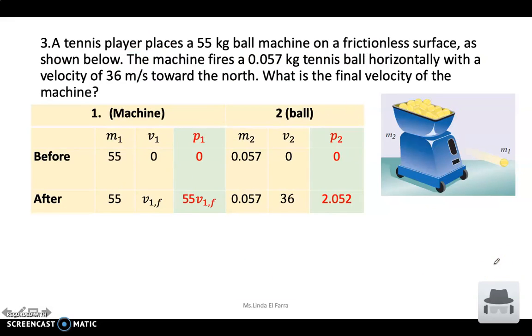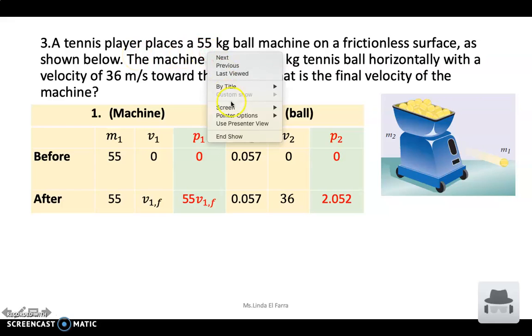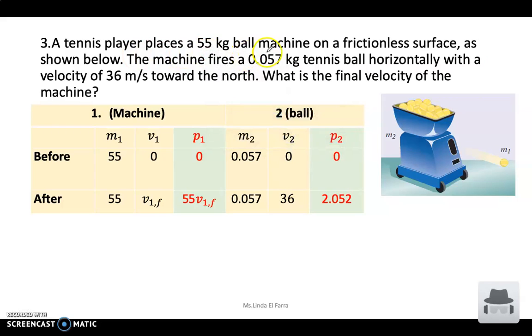Now, the third question and the last question. We have a tennis player who places a 55 kilogram ball machine on a frictionless surface. So I have a machine, this one. This is my first object. On a frictionless surface, as shown below, the machine fires a 0.057 kilogram tennis ball. So the ball is my second object. After I specify the first object and second object, I start filling out the table.